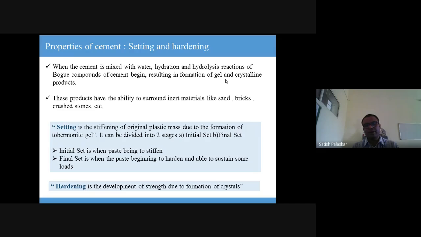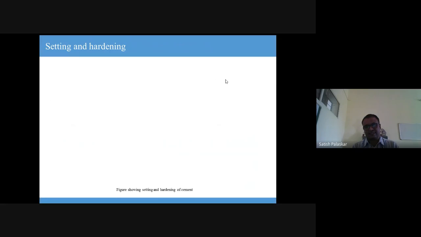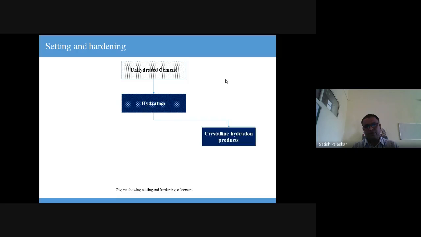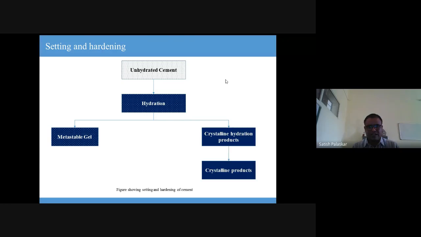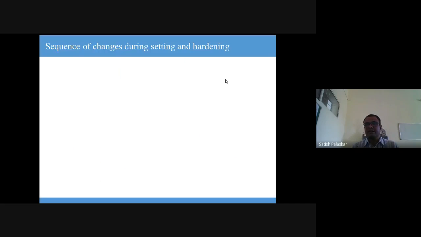Hardening is the development of strength due to formation of crystals. That process will be explained over here. On hydrated cement, hydration is there. Then how the different gels and hydration products are formed will be shown over here. And then the crystalline product will be formed, which surrounds that inert material.